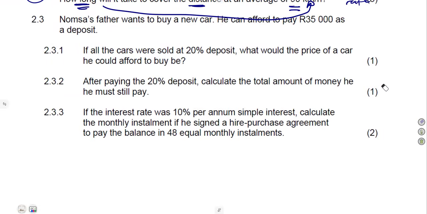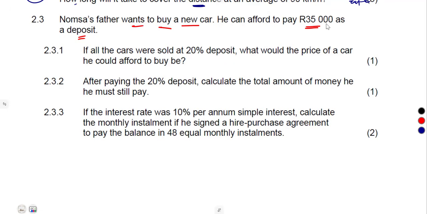2.3, we are given that Nomsa's father wants to buy a new car, okay? He can afford to pay 35,000 Rand as a deposit. This is what he can afford to pay as a deposit. So 2.3.1, they are saying, if all the cars were sold at a 20% deposit, meaning you pay 20% as your deposit, what would the price of a car he could afford to buy be? What is going to be the price of the car?